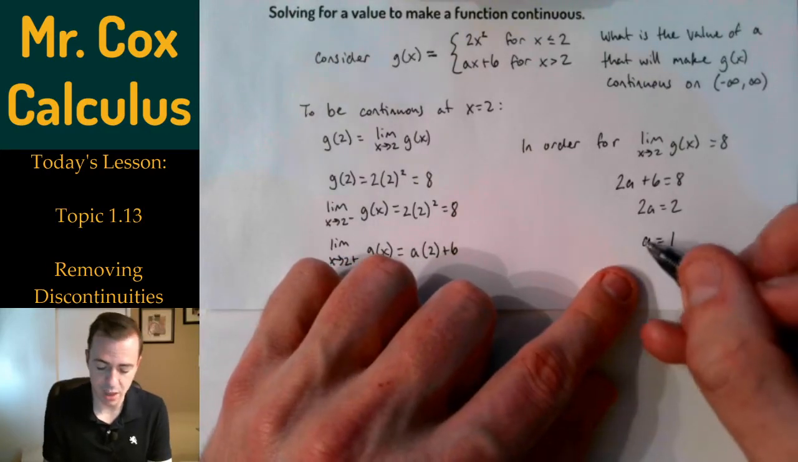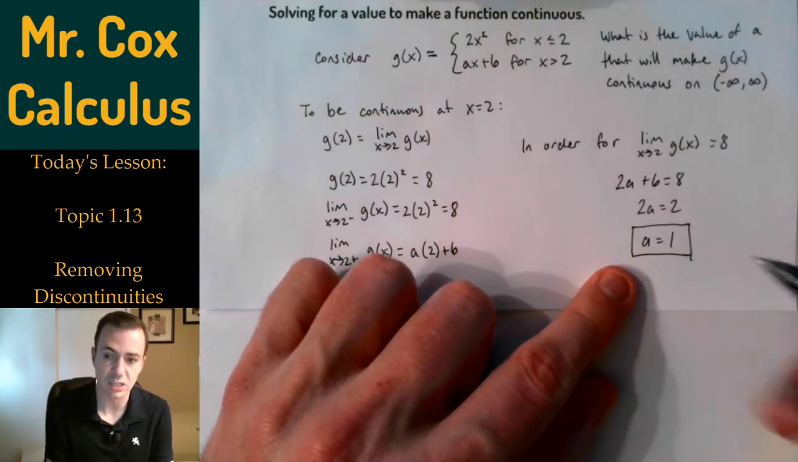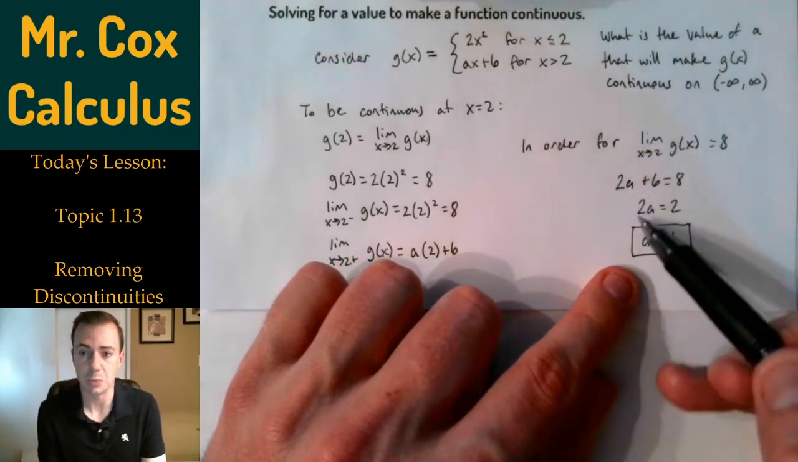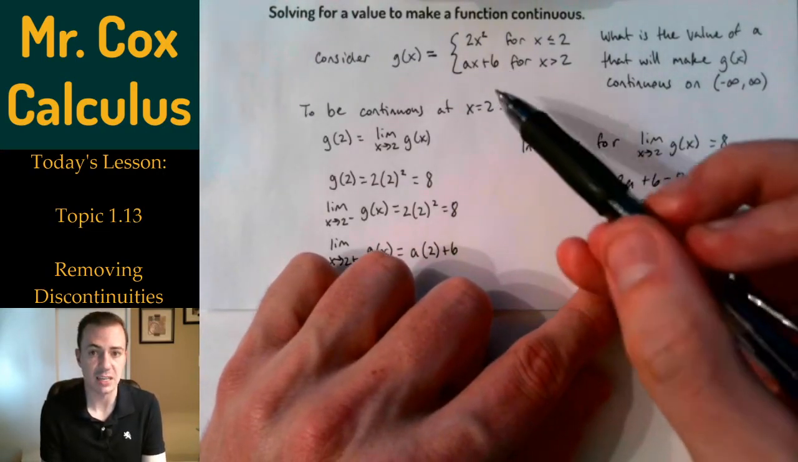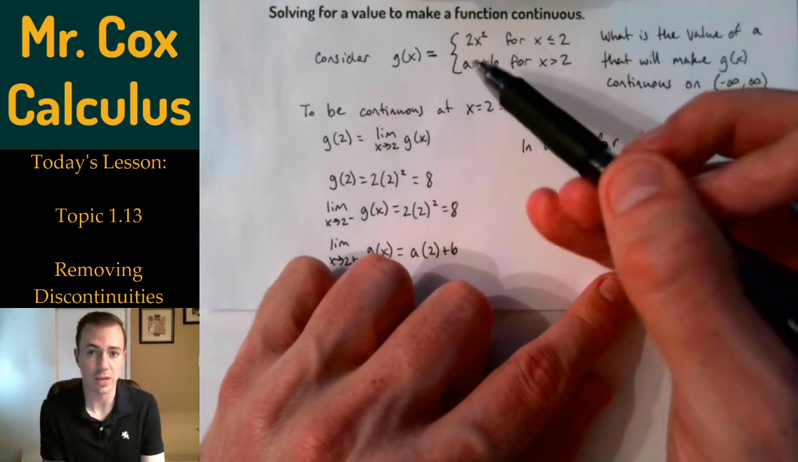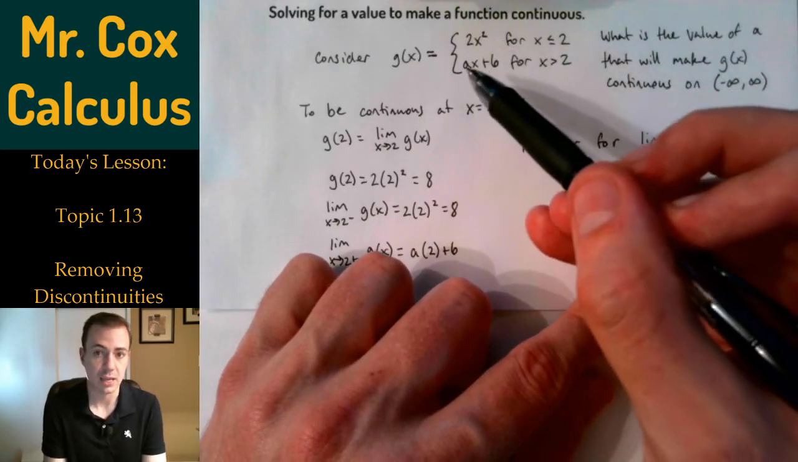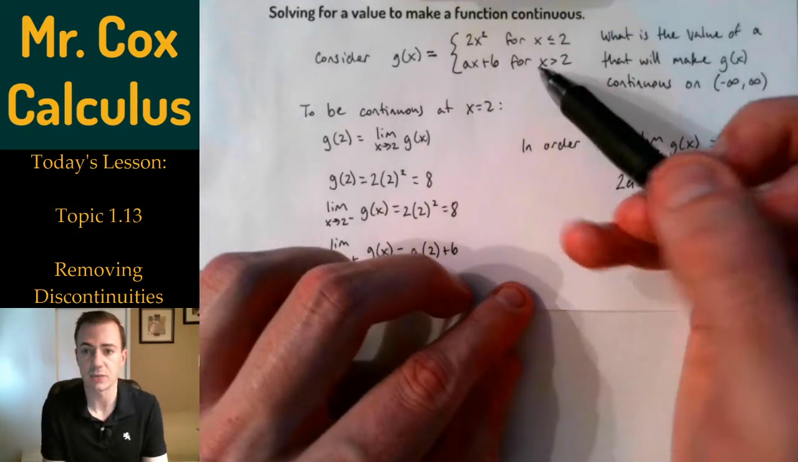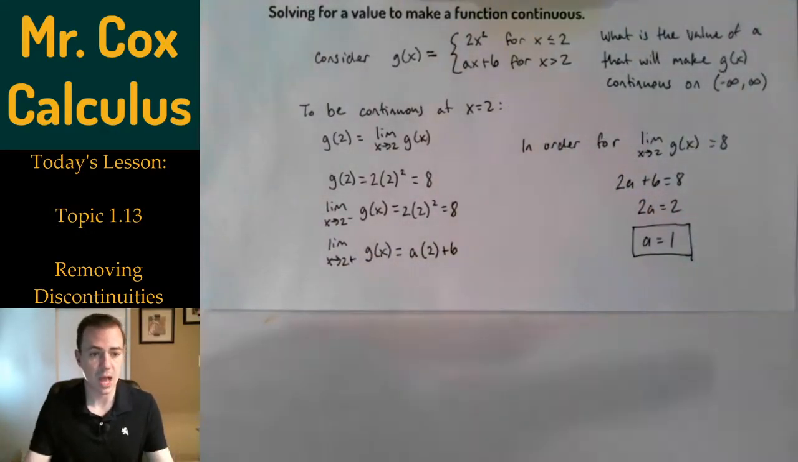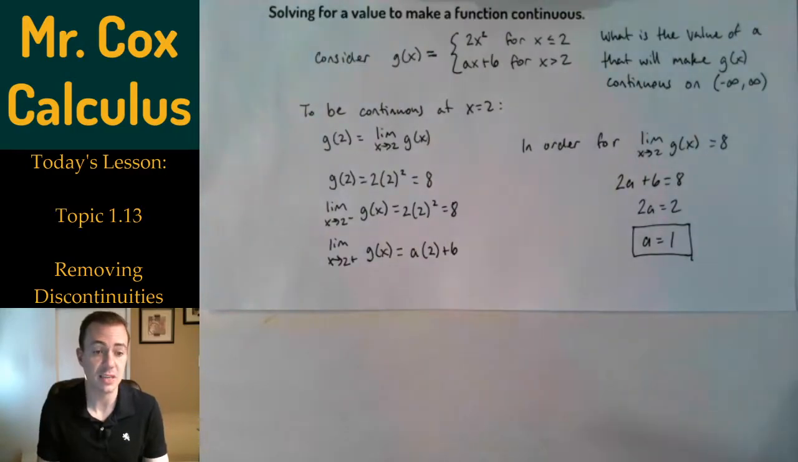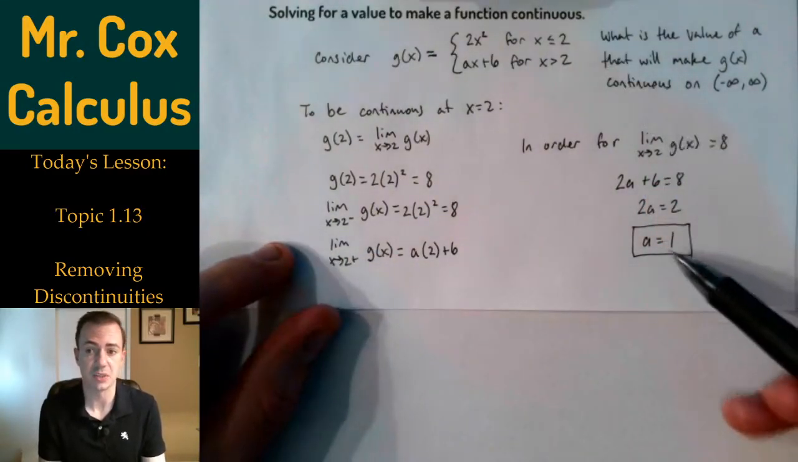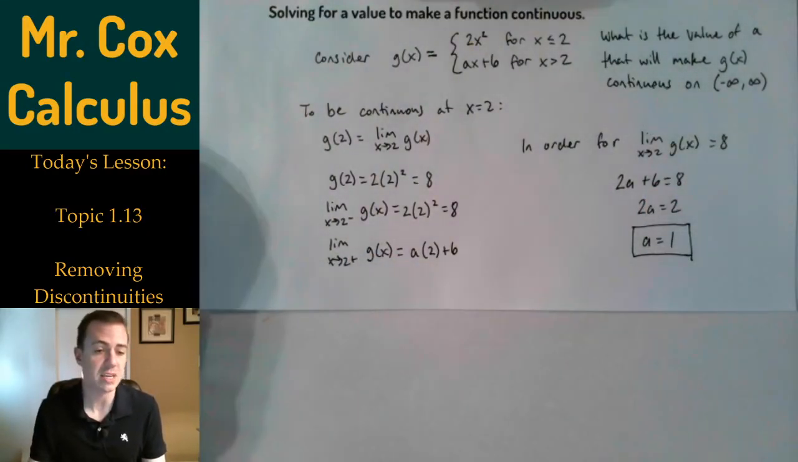And so the value that would make this function continuous at x equals 2, I would need for a to equal 1. And in fact, if you were to look at this function as 2x squared for x less than or equal to 2, and 1x, or x plus 6 for x greater than 2, and you applied our definition of continuity, you would see that, yeah, that function is continuous at x equals 2. So the value I needed for a was 1.